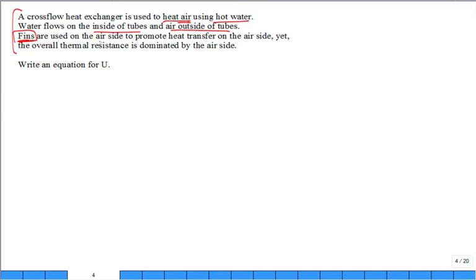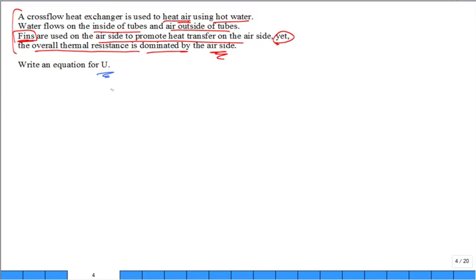So even after you've finned it, the overall thermal resistance is still dominated by the air side. Is it dominated by the wall of the material? No, it's a good aluminum, it's a good copper, brass heat exchanger. No, it's not dominated by that. It's negligible resistance to heat transfer in the wall. So we ask you to write an equation for U.